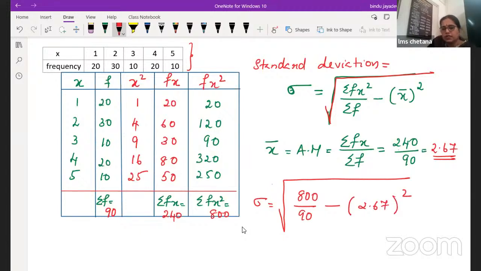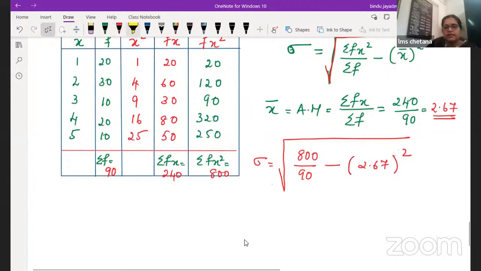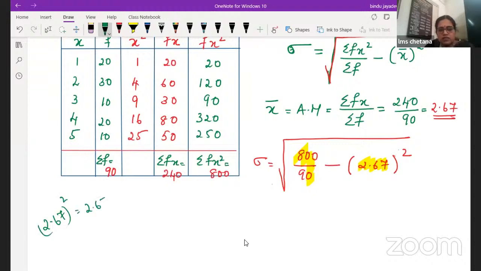Now, listen, first calculate inside the root. Calculate 800 divided by 90, then the bracket: inside the bracket, 2.67 square. What is the meaning of 2.67 square? It means 2.67 multiplied with 2.67. Therefore, here I'm just going to write the root again and solve.